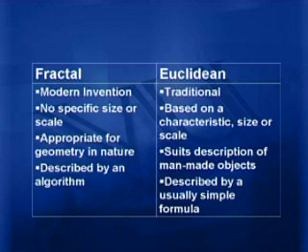Euclidean is based on a characteristic size or scale. In case of fractal, there is no specific size or scale. Euclidean suits description of man-made objects, whereas fractal appropriately describes geometry in nature. Euclidean is described by a usually simple formula, but in case of fractals, it is described by an algorithm.